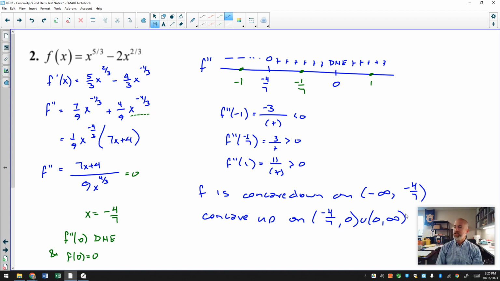And then inflection points, we have one inflection point at x equals -4/7, because the second derivative does change sign at that hypercritical number. So there's number 2. And then let's look at number 3 here.